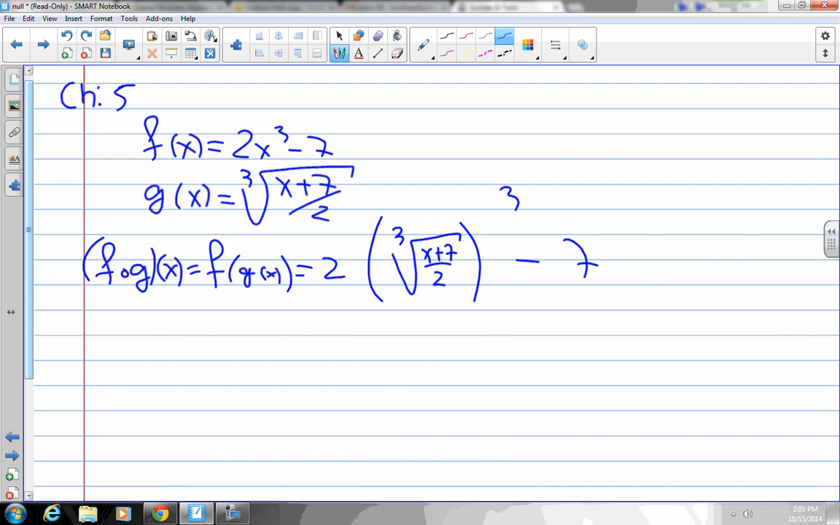Right, that's the idea. And then you follow the order of operations. Cube root and power 3 kill each other. You're down to 2 times (x plus 7 over 2) minus 7. Then the 2's cancel each other, and we're down to x plus 7 minus 7, and we're down to just x. Oh, that's lovely. So that's the composition of these two functions.